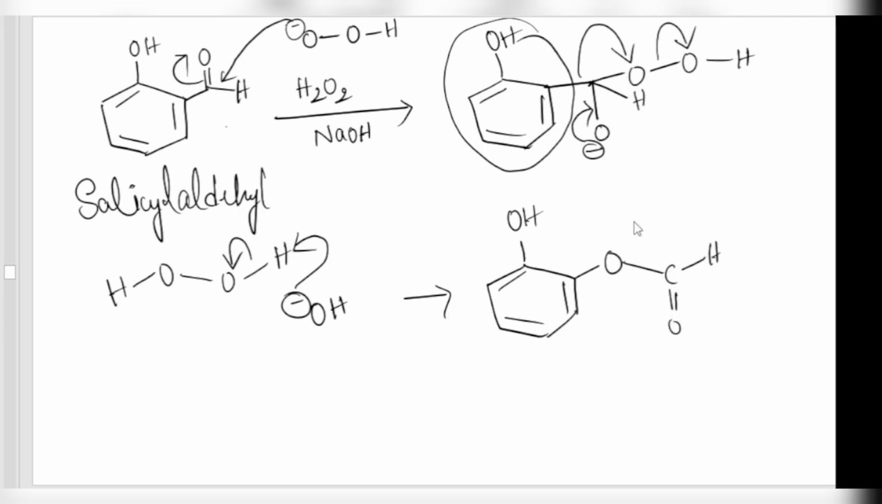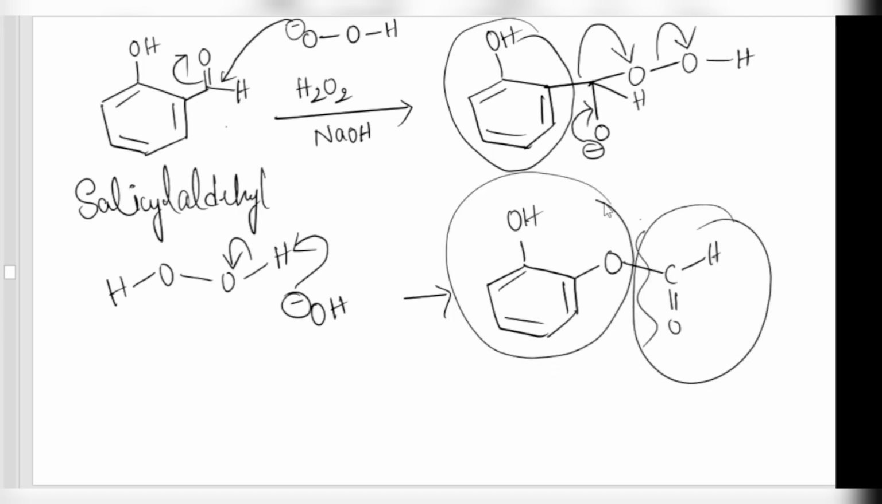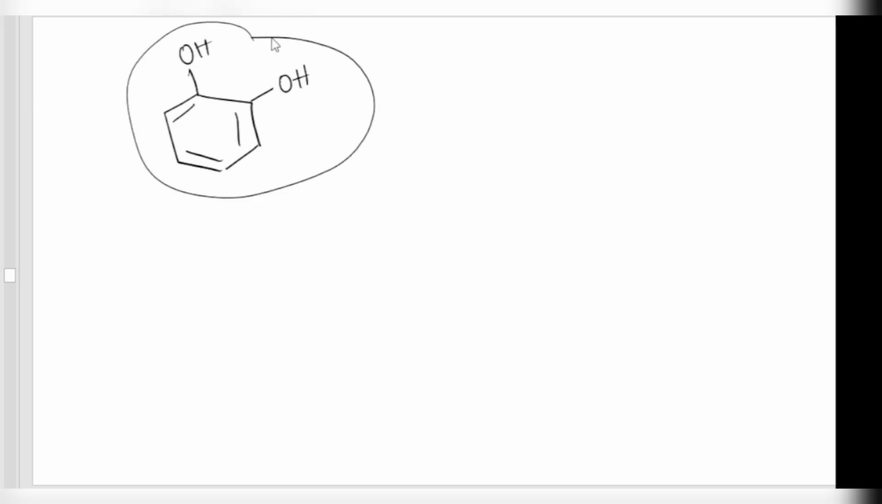Now after hydrolysis, this is an ester. After hydrolysis we will get formic acid, and this particular alcohol I will write over here, that is the ortho-dihydroxy compound, called catechol, which we will get as the major product. This is one of the most important reactions where we prepare catechol from salicyl aldehyde.